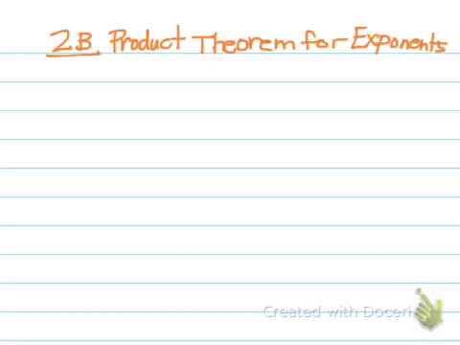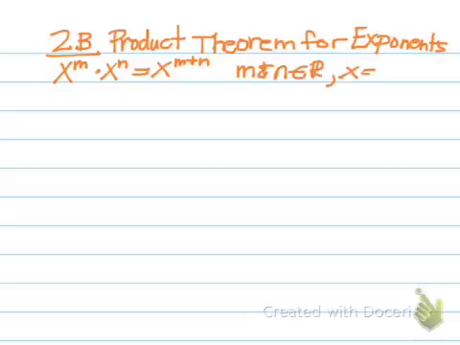Okay, so now we'll talk about the product theorem for exponents. If I have x to the m times x to the n, the product is going to be x to the m plus n. So basically when you're multiplying the same bases with powers, you're going to add the powers. m and n have to be real numbers, and x is not equal to 0.